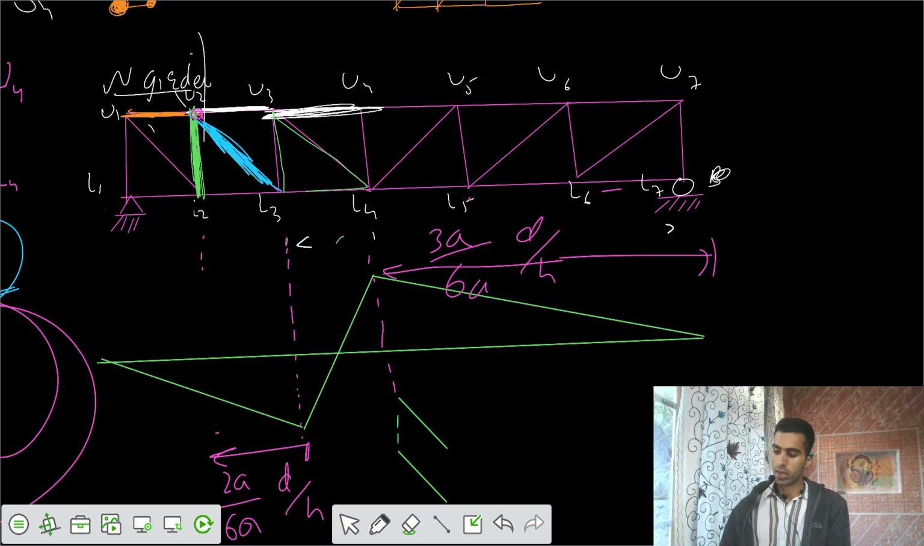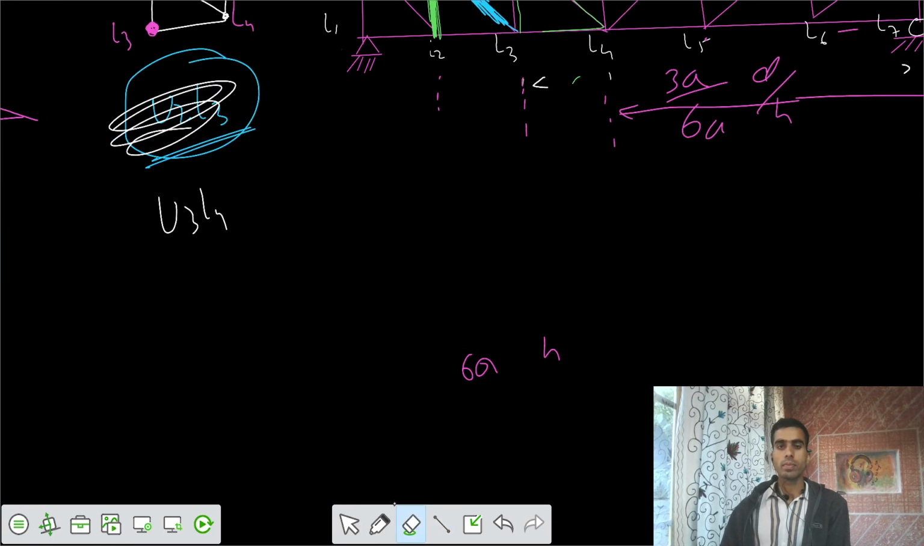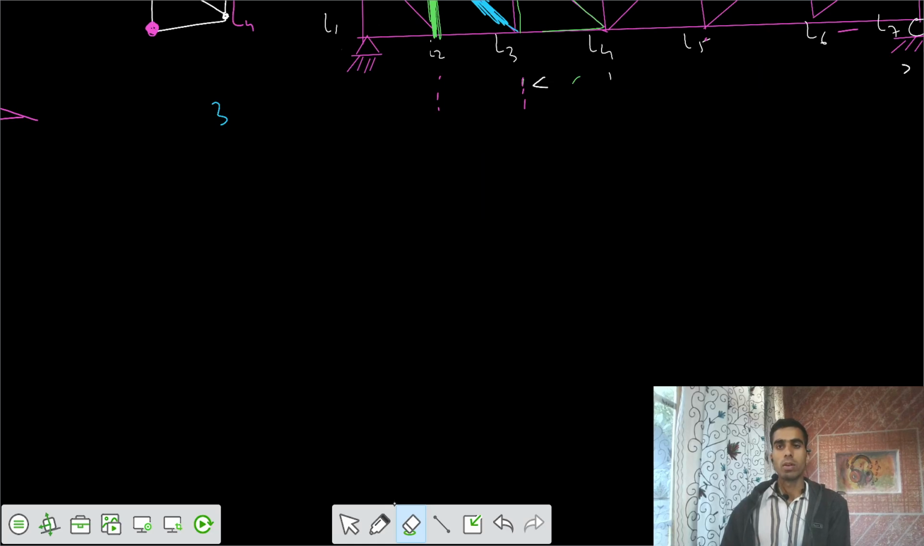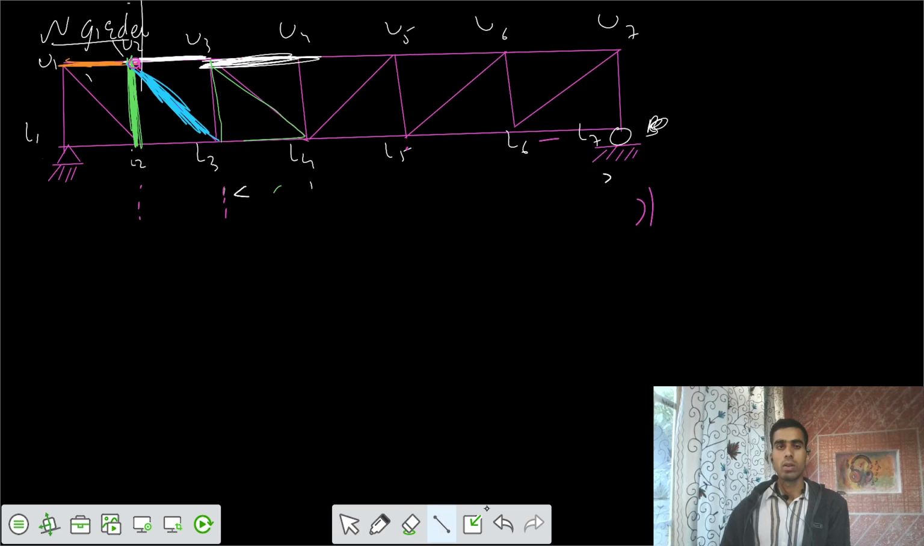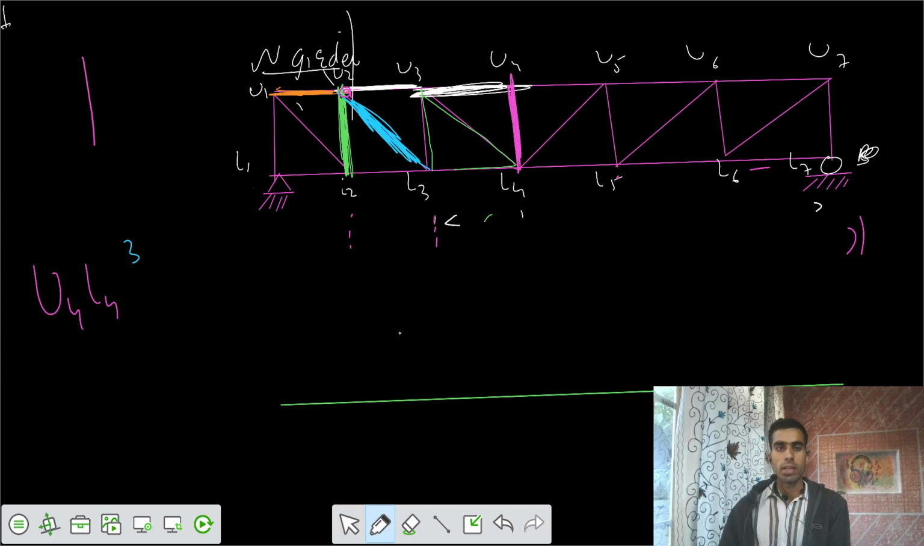Do you have any other member? We have U3, L3 and U4, L4. Let's talk about U4, L4. Where is the U4, L4 we have? I would say U4, L4 is this one. If I take that and the triangles associated with that, this is our U4, L4.